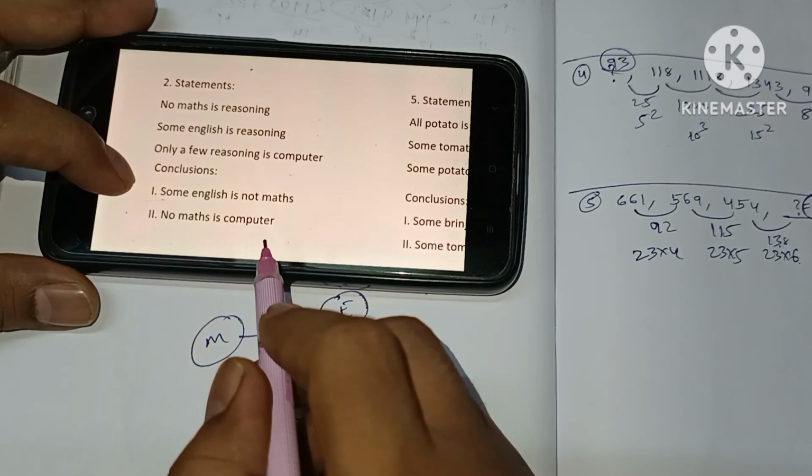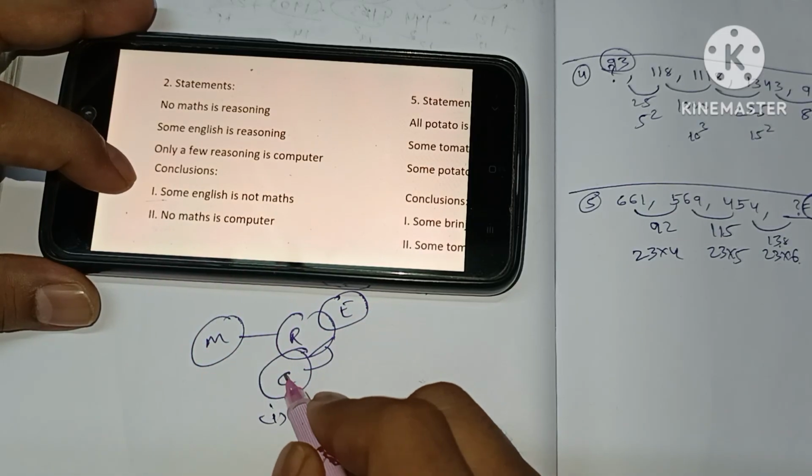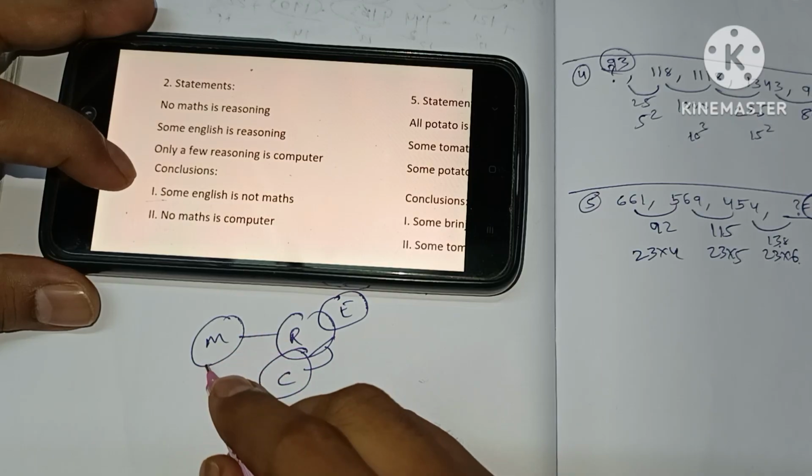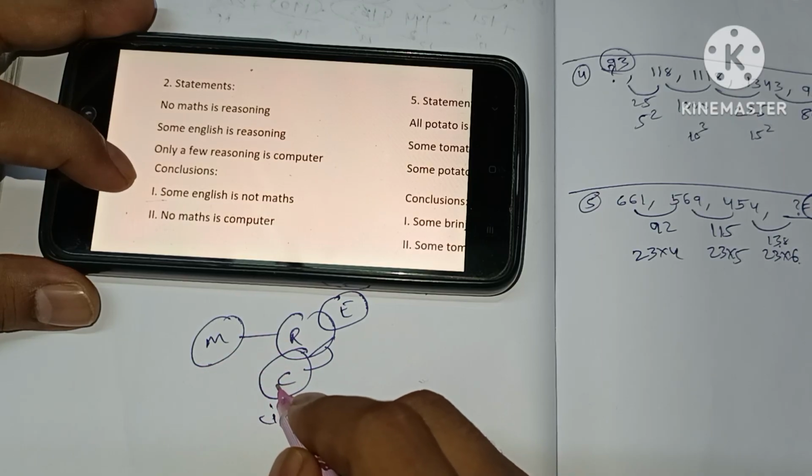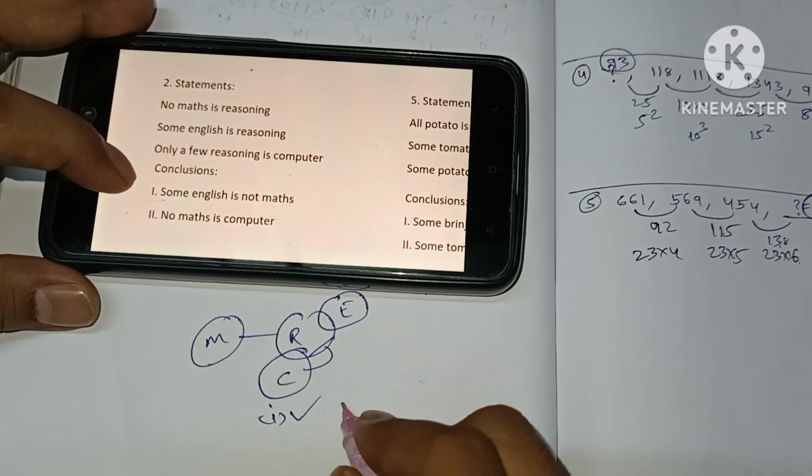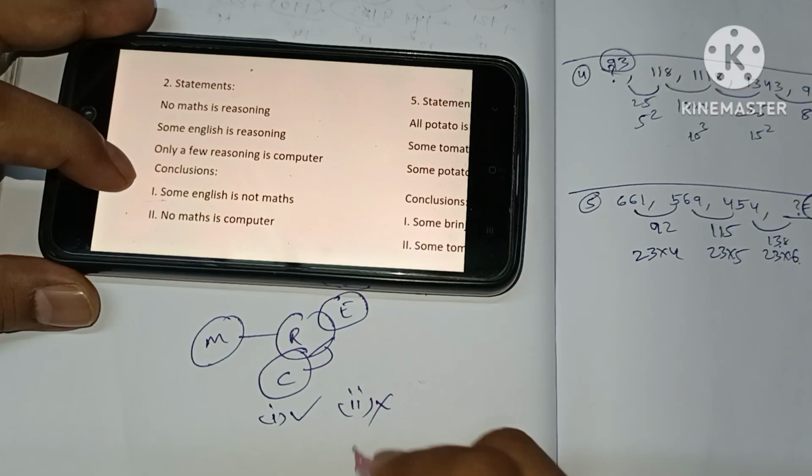Next, no maths is computer. We'll check if some maths can be computer. Some maths can be shared with the computer. It can be shared. So some case possible means no case fails.